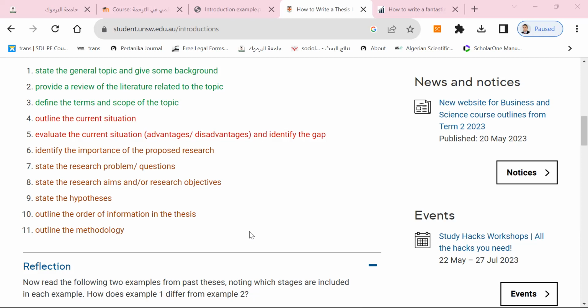Regarding the methodology, we said that you may include it within your introduction, but what should we do here? We have to have it as a separate chapter, and it should be chapter 3 in the thesis.